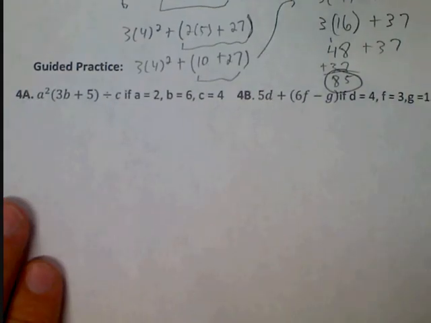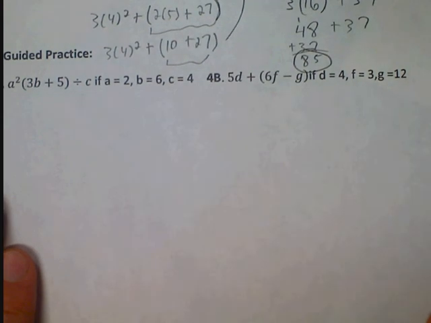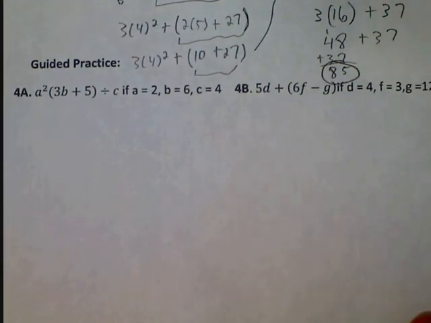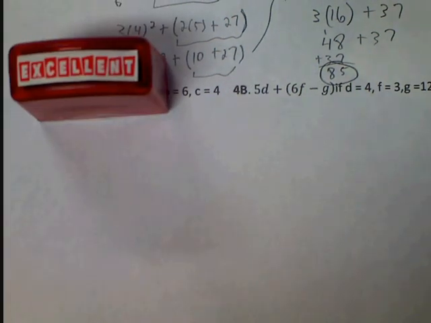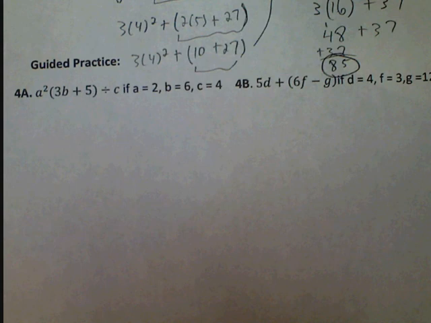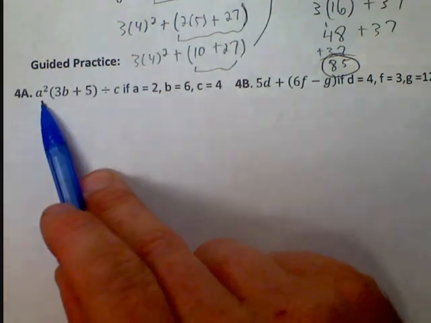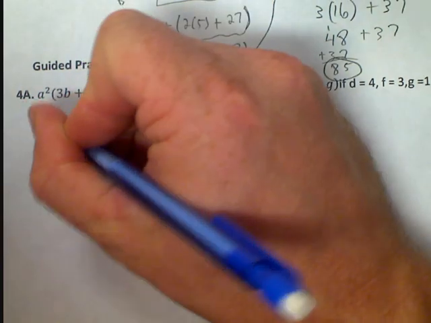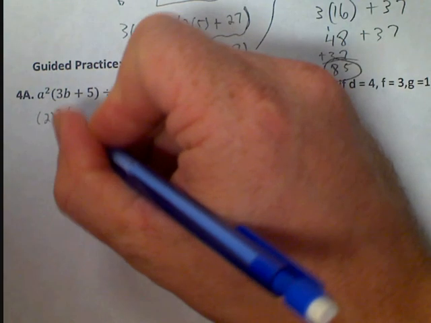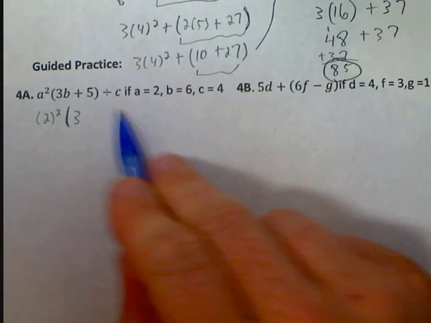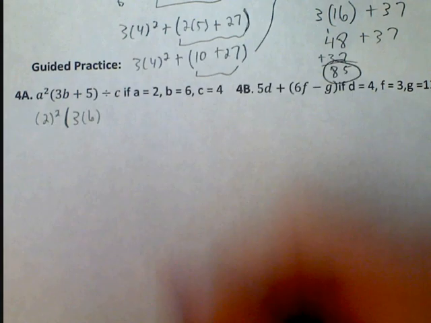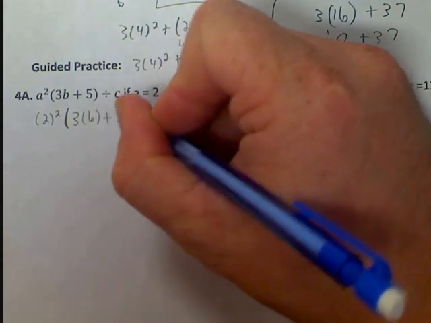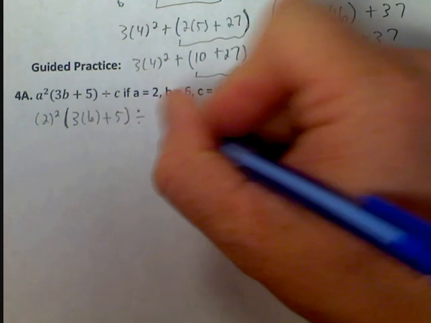Here we go. Last part, we have 2 guided practice. Go ahead and try 4A. Pause the video and try. A is 2. 2 squared. Parenthesis. 3 times B. B is 6. Plus 5. Divide by 4.